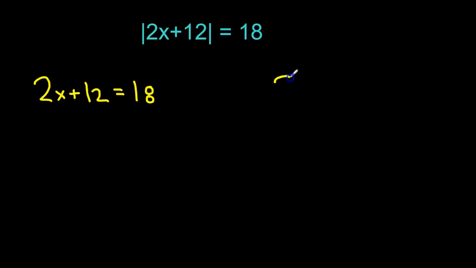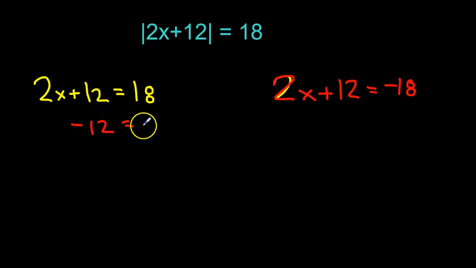Or if the thing inside of the absolute value was negative 18, that would also be good. So if this 2x plus 12, the expression inside of the absolute value bars, was negative 18, that would be good. So all we have to do now is solve both of these equations. Take away 12, we get 6. So we get 2x equals 6, so we get x equals 3 over here.